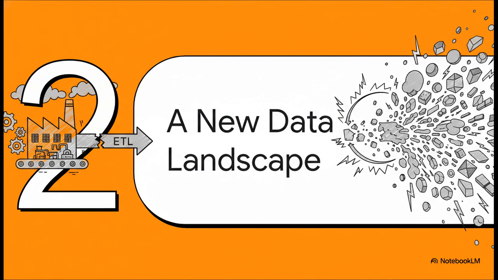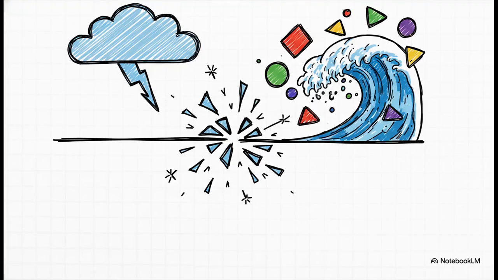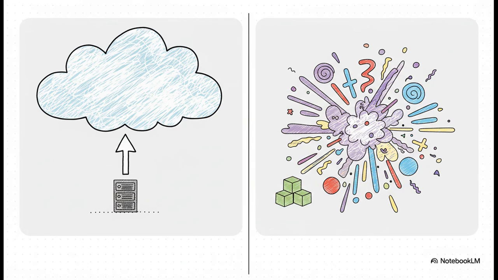But then, the world started to change. The data landscape shifted under our feet. And pretty soon, the old ETL process started to show some cracks. This whole shift was kicked off by two just massive technological revolutions that completely changed the rules of the game for data. First up, the cloud.